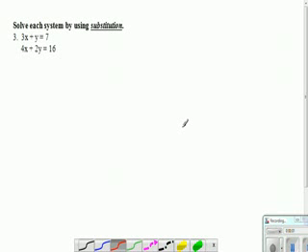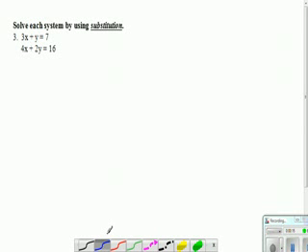In order to solve a system by using substitution, the key is you have to find the variable that's got the 1 in front of it. So the y is the one that had the 1 in front of it. So I want to isolate the y in the first equation.